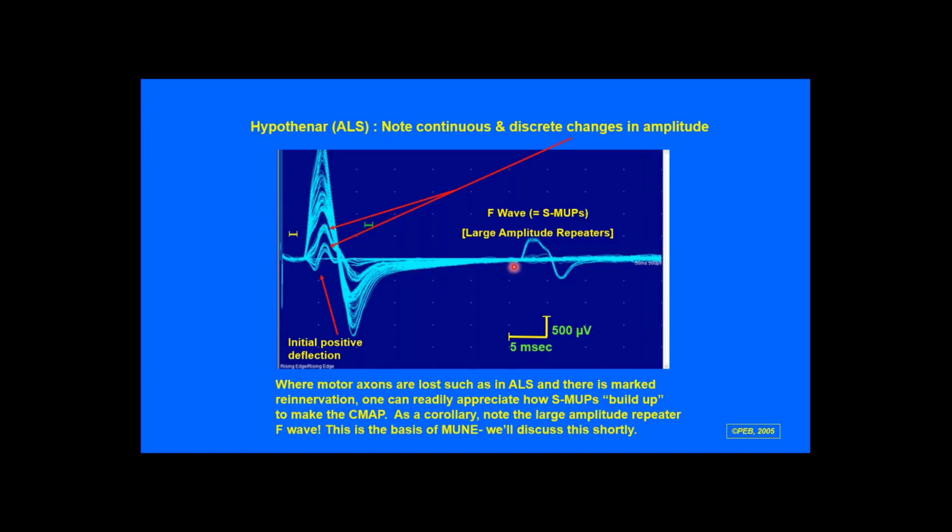And notice out here we have an F wave, but the F wave is a large amplitude, which should be a tip-off that this is a CMAP composed of reinnervated motor units with a larger innervation ratio, and also that these are repeaters. This is the same F wave repeating itself. We can't tell based on this display where this F wave is coming from. Is it from this first one, or is it from higher up here? We can't really tell.